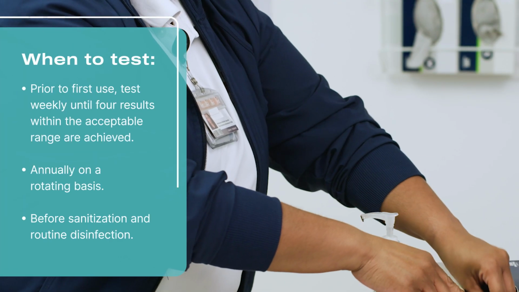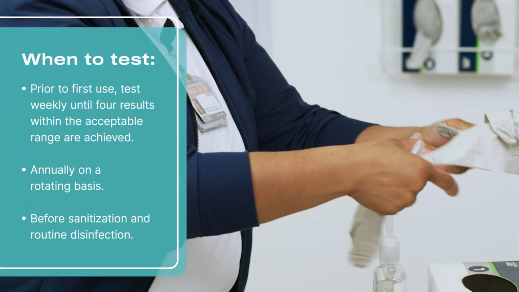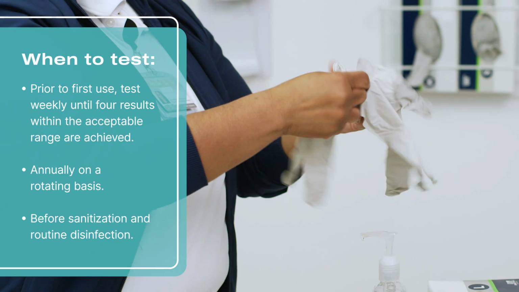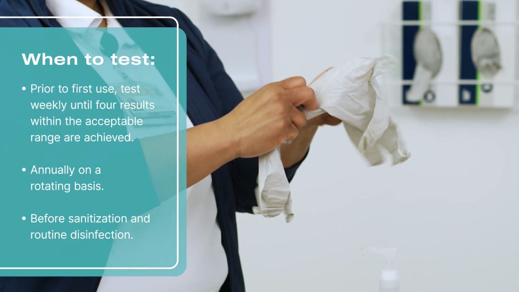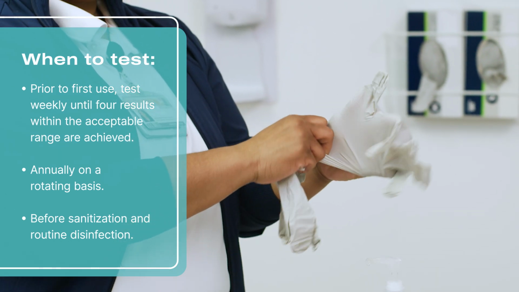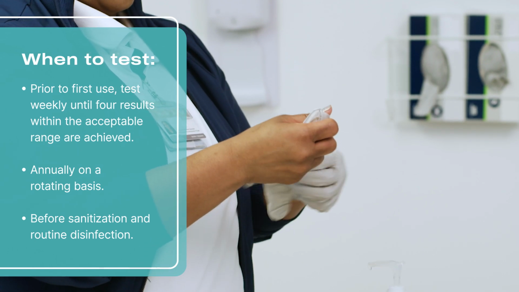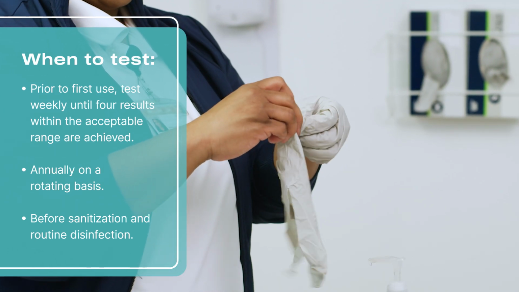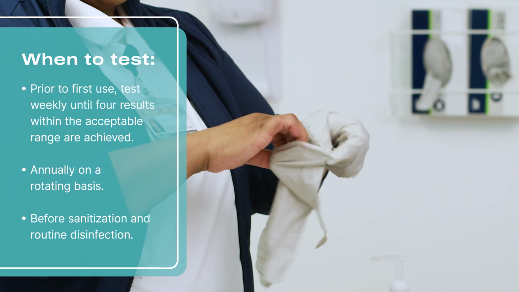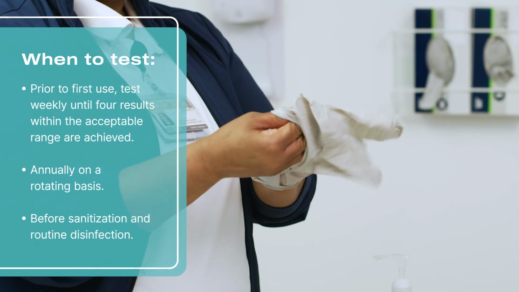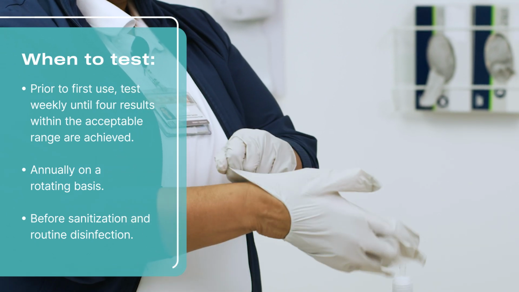Prior to first use, new machines should be tested weekly until 4 results within the acceptable AAMI specified levels are achieved. All machines are tested annually on a rotating basis, with a minimum of 2 machines per month. TVC and LAL samples should be collected before and as close as possible to the sanitization and regular disinfection of the dialysis machines.